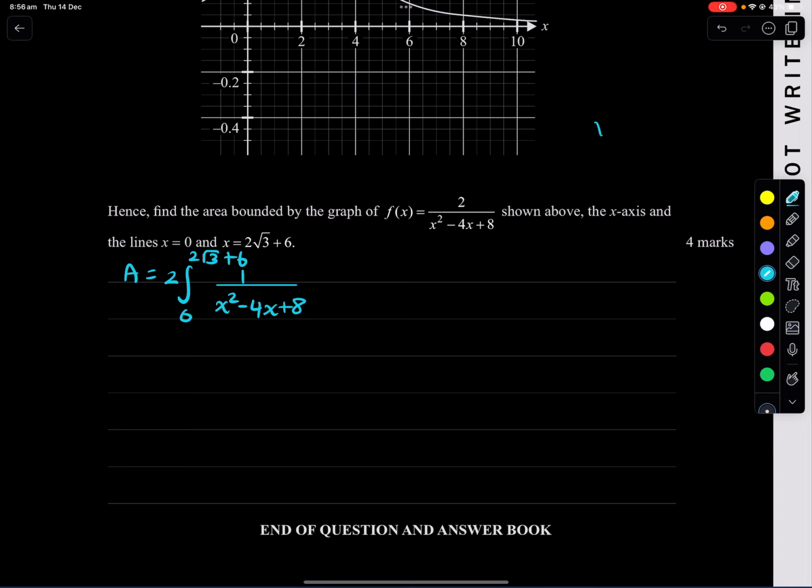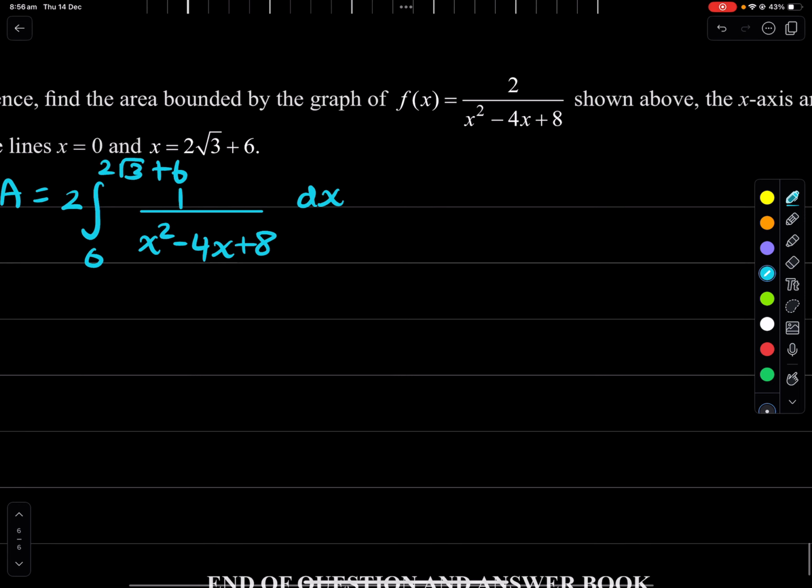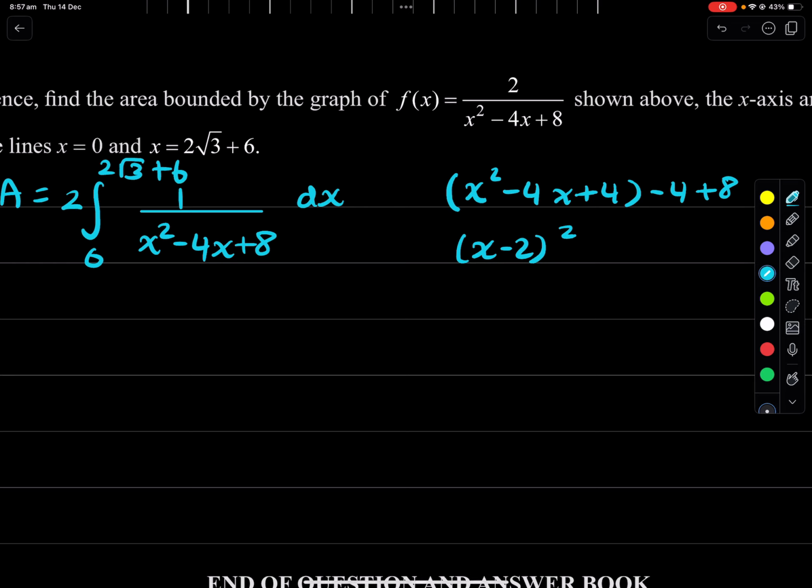Can I factor this? Two things that give me 8: 8 and 1, that doesn't work to give me 4. What about 4 and 2? No, that doesn't work. So this one cannot be factorized, so we're actually going to complete the square. It's going to be x squared minus 4x plus 4 minus 4 plus 8. This is just x minus 2 squared, and 8 minus 4 is just plus 4. Pretty much this whole thing simplifies to x minus 2 squared plus 4.